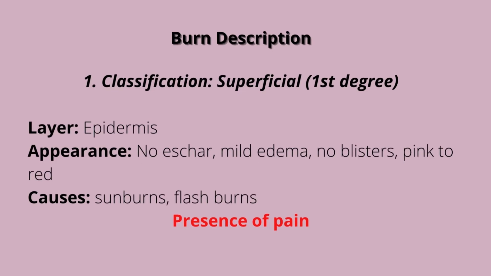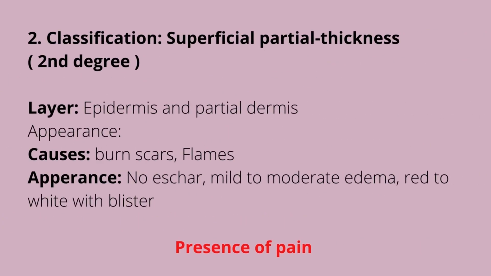So let's talk about burn classifications. So there are 5 different burn classifications, and let's get into it. So the first degree, superficial, is our first burn classification, and it's the top layer, which is the epidermis, which is damaged, and it will appear as no eschar, mild edema, no blister. It will be tender and pink to red, and the causes of this could be sunburn or flash burns like steam or something like that, and there will be presence of pain with this kind of burn.